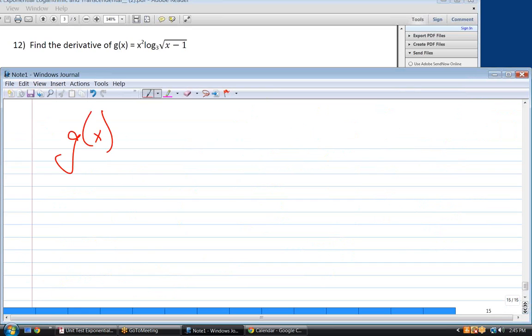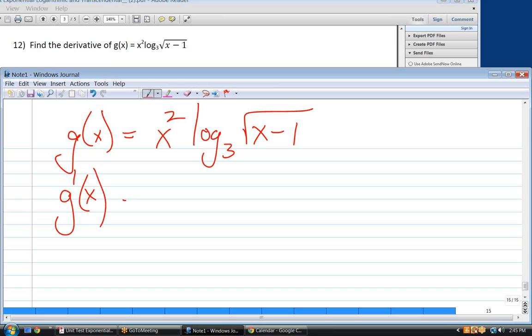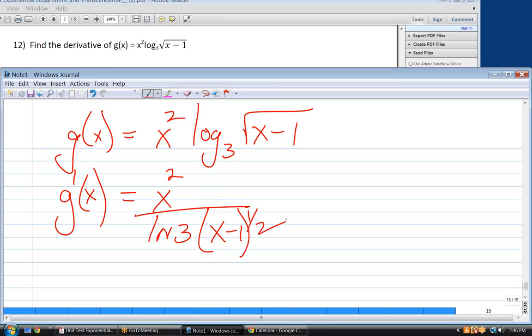So if g of x equals x squared log base 3 of that, what's g prime of x equal to? So we got the product rule, right? So then the first term, x squared over natural log of 3, and then the x minus 1 to the 1/2. Yeah. Now what's missing? Oh, the derivative of the inside, the 1, right?